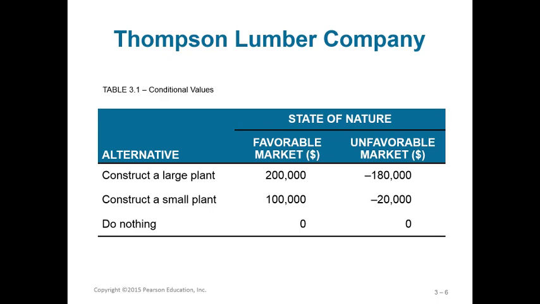If, on the other hand, it turned out to be an unfavorable market, they could expect to lose $180,000. Why? Because they would have constructed this large new plant and done marketing and research to go into it, and they've lost all of that investment, and there may be more money they would lose otherwise. They would definitely have a big loss if it turned out to be an unfavorable market and they'd made a major investment.